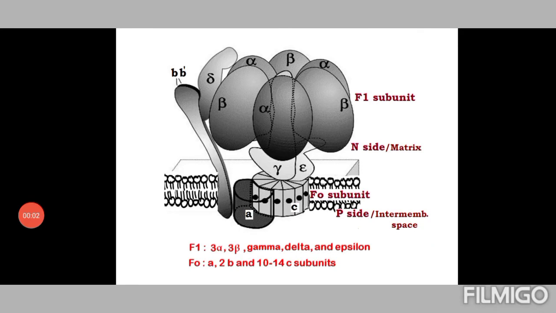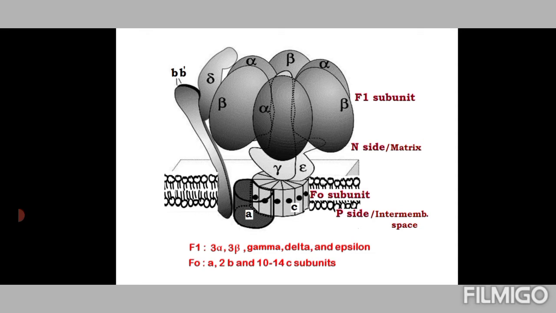So this is the structure of ATP synthase. It is composed of a proton conducting FO subunit and a catalytic F1 subunit. The role of the subunits is clear here. This one is FO, which conducts protons from the intermembrane space towards the matrix. Note that this is the positive side where there is accumulation of H plus, and this is the matrix side of the mitochondria.